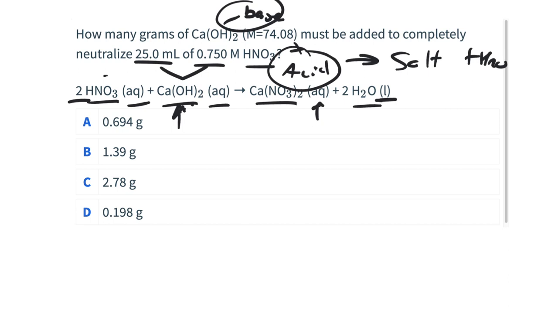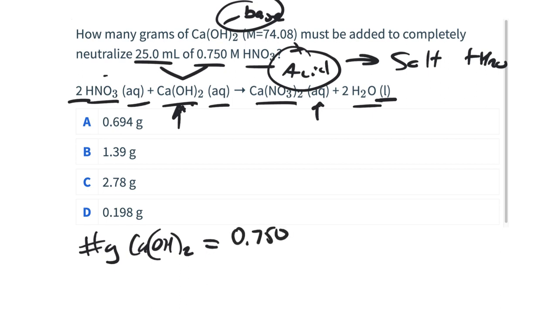We could set up a BCA chart. I really don't want to go there, but if we wanted to set a BCA chart up, I'm probably just calculating the before moles of nitric acid initially, not sure how much calcium hydroxide we have, and then it's minus 2x, minus x. If we want to use dimensional analysis to solve this problem, I probably just start this way. I say how many grams of calcium hydroxide are needed to fully react with this amount of nitric acid.